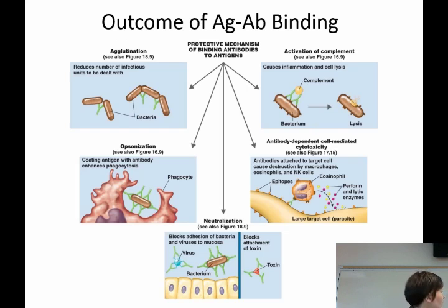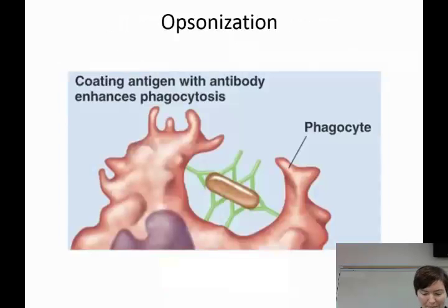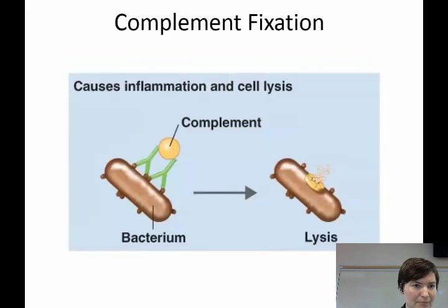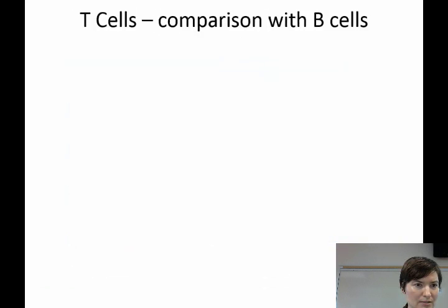And don't forget that when antibodies bind to their antigens, it activates the complement, right? It causes cytolysis, opsonization. Also it can neutralize things, so prevent viruses from infecting things, prevent bacteria from attaching to things. It can neutralize toxins. So antibodies have a variety of important outcomes. And we're going to talk about T cells next time.